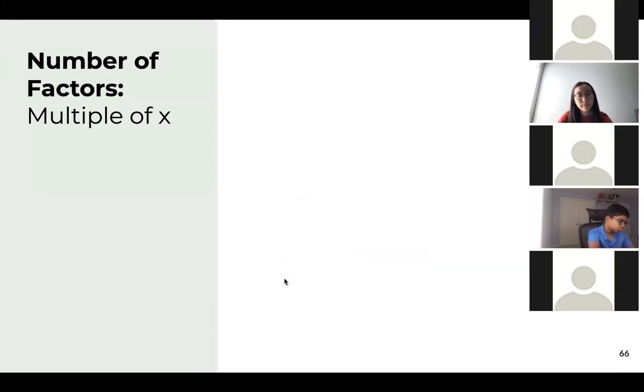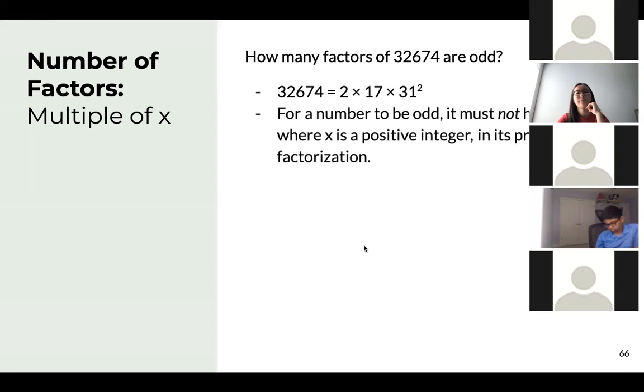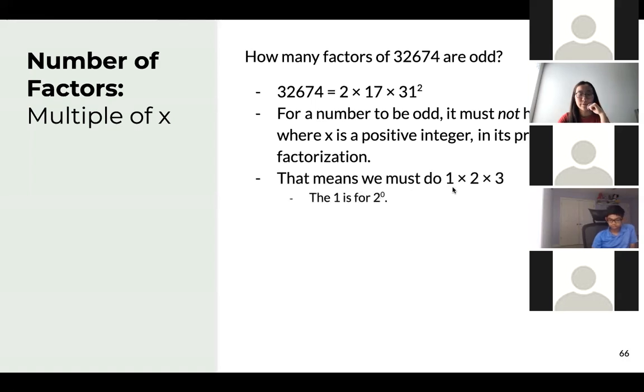Okay, so the other question is a bit simpler than that one. How many factors of 32,674 are odd? First, prime factorization as always. For a number to be odd, it cannot have any 2 in its prime factorization. So our equation is 1 times 2 times 3. The 1 is just for 2 to the 0th power, because that equals 1, and that doesn't put a 2 in the prime factorization.